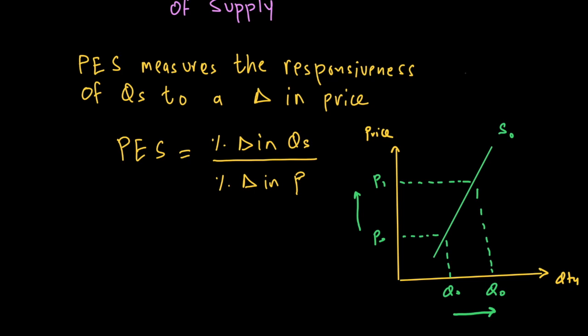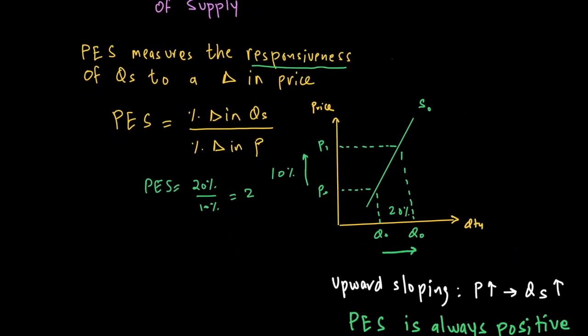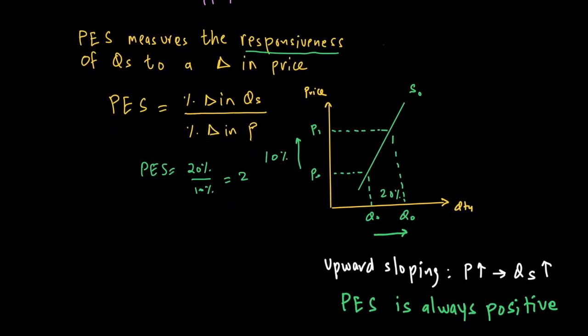For example, let's say price is going up by 10% and quantity is going up by 20%. We can say the PES is going to be 20% over 10%, or 2. So what does PES tell us? It tells us how responsive quantity supplied will be to a change in price. Because the supply curve is upward sloping, whenever the price of a good goes up, quantity supplied goes up, so PES will always be positive.